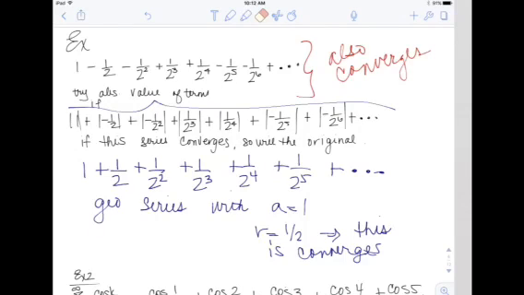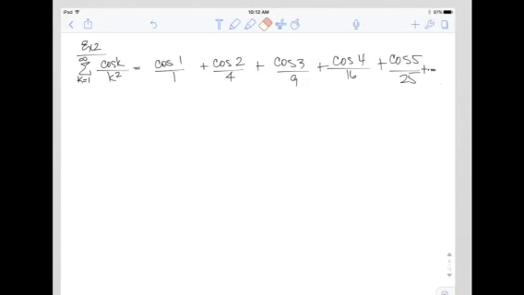Okay, now we'll look at another example. The cosine of k over k squared. Now, it may not look immediately like an alternating series, but if you think about it, it is. The cosine of 1 is in quadrant 1, because pi is about 3.14, so pi over 2 is 1.5 something. So an angle that's 1 radian is smaller than pi over 2. So this is in quadrant 1, and cosine is positive there.